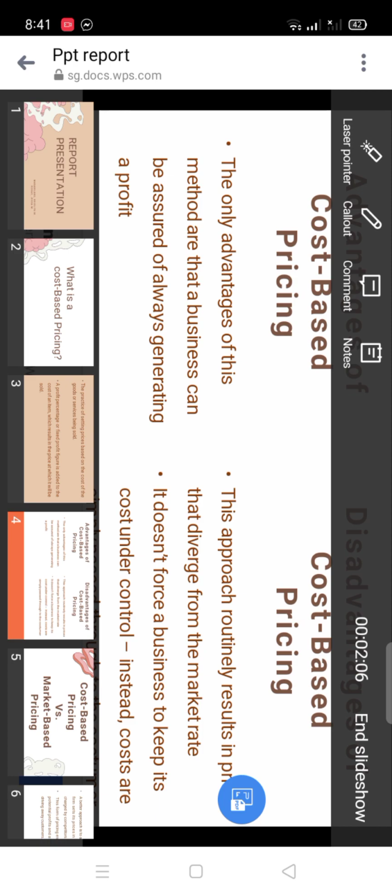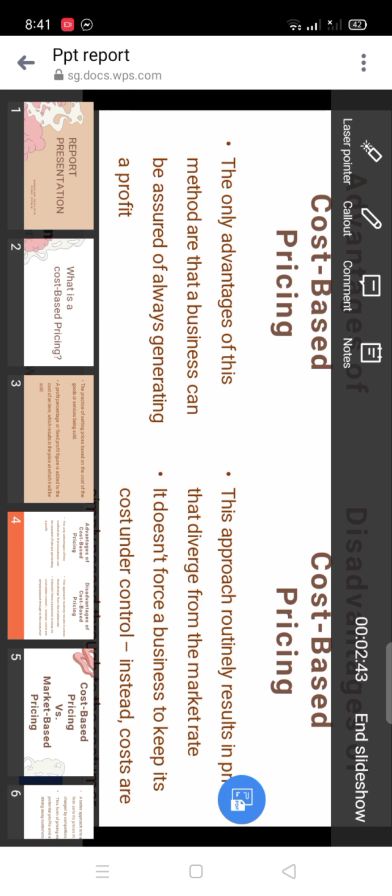So we have the advantage of cost-based pricing and the disadvantage of cost-based pricing. The only advantage of this method is that a business can be assured of always generating a profit as long as the markup figure is sufficient and unit sales meet expectations, and that it is a simplified way to develop prices.